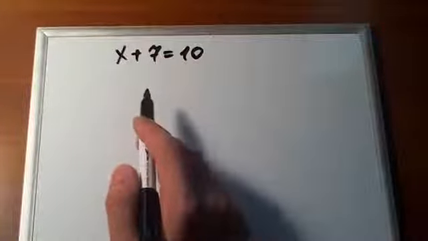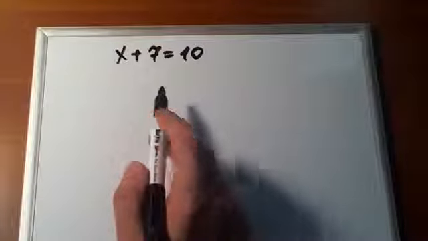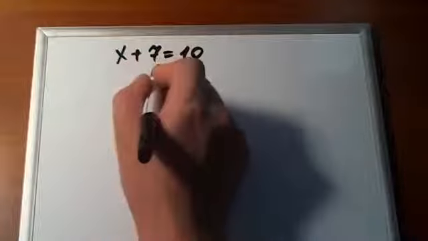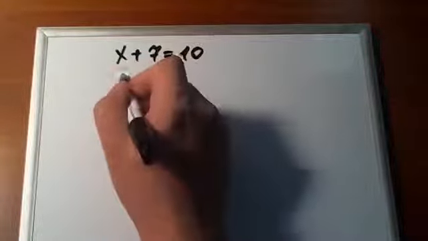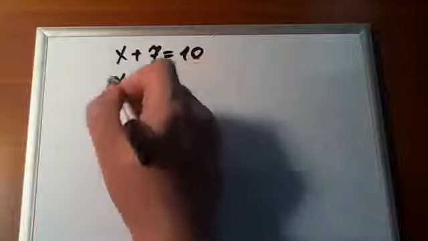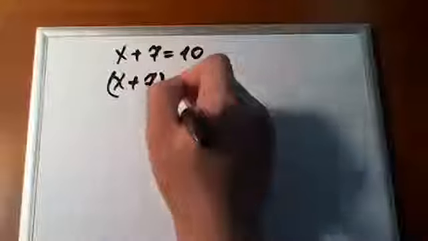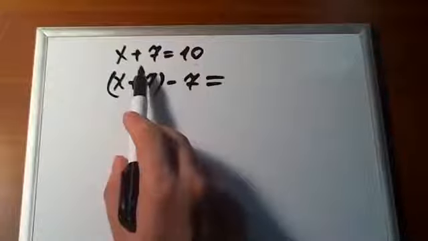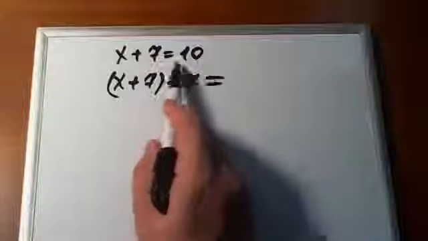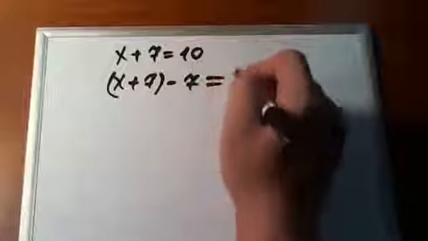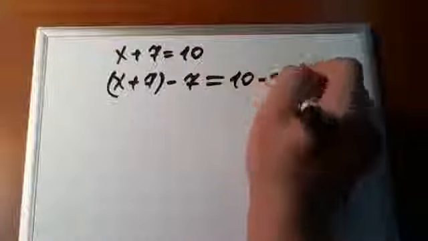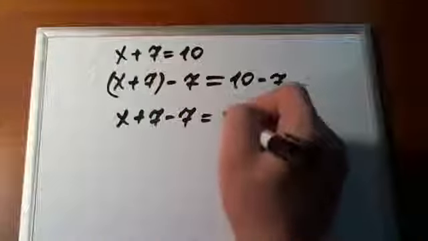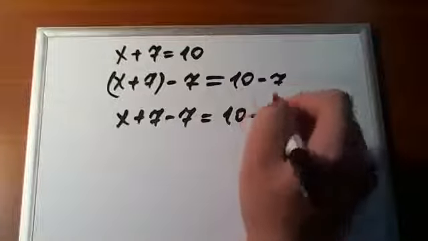Well, in order to do that, we need to subtract 7 from both sides of the equation, from the left side and from the right side. What I mean is this: x plus 7 is the left side of our equation. We need to subtract 7 from it. If you subtract a number from one side of the equation, you need to subtract the same number from the other side, from the right side. So x plus 7 minus 7 is equal to 10 minus 7.